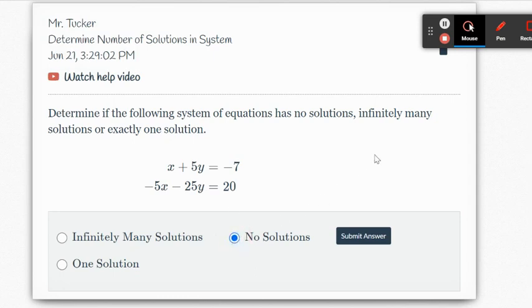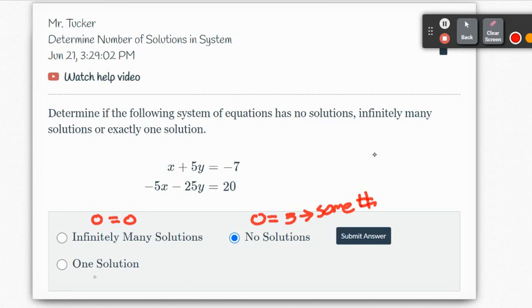Now that's how you do it graphically. Algebraically, we would have done elimination for each problem. Elimination would yield, for infinitely many solutions, 0 equals 0. What happens is the variables would cancel and you get 0 equals 0. For no solutions, we'd get 0 equals something that wasn't 0, like 5. It would just be 0 equals some number.